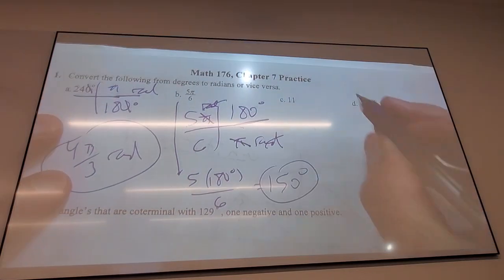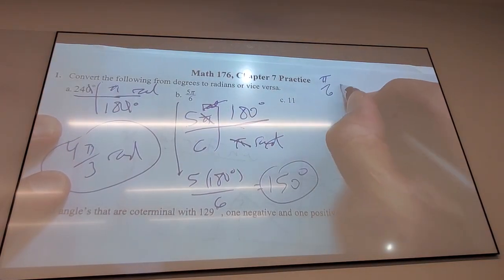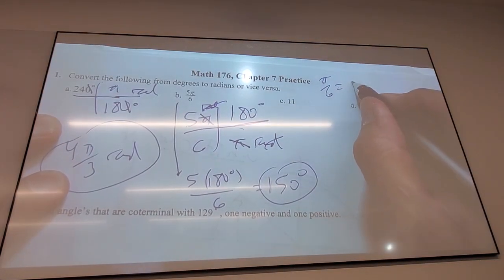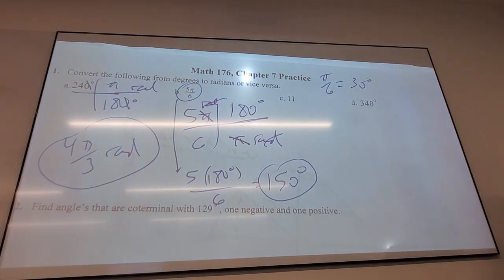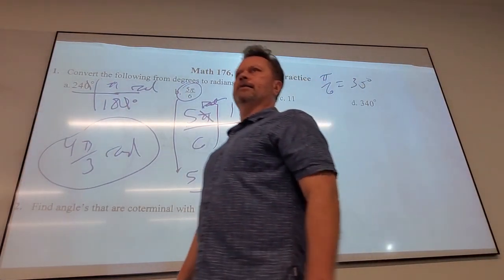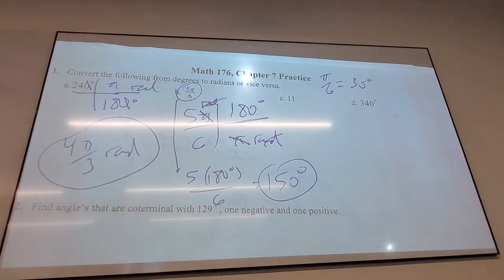By the way, real quick, does anyone remember what pi over 6 radians is? We basically just did it: 30 degrees. Can somebody tell me 5 pi over 6? How much short of a full pi is 5 pi over 6? It's 1 over 6 short. So isn't that 30 degrees short of 180? Isn't that 150? There's a few different ways you can look at this.